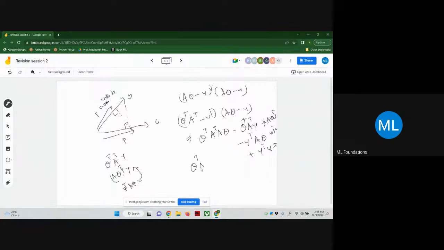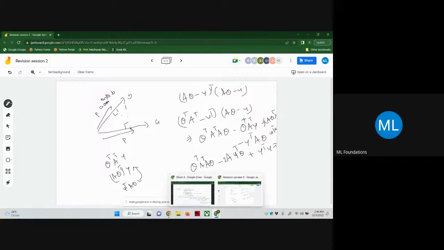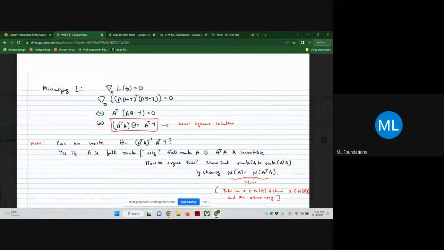So we have theta transpose A transpose A theta, and then minus 2 y transpose A theta. I can write it in this way. And y transpose y is a constant, so we can leave that. Yeah, that's how we got this.